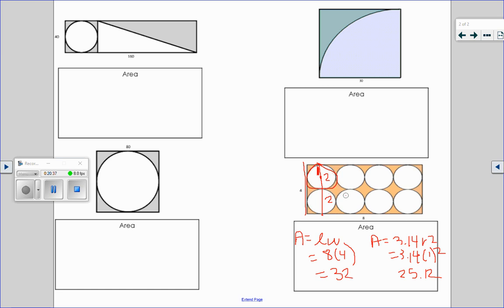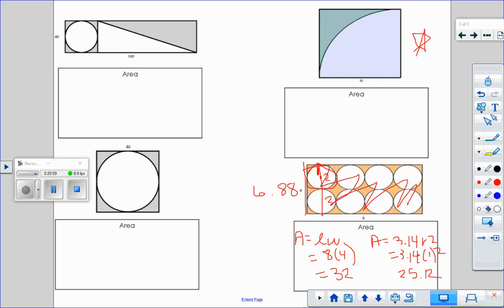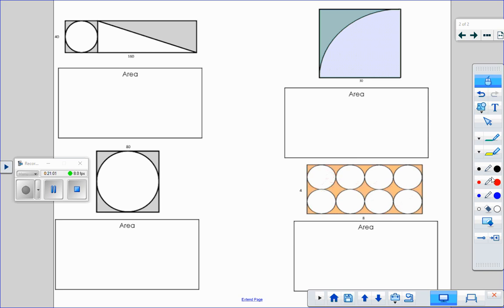And now I need to take all these little circles away from what was originally one big rectangle. So I'm going to do 32 minus 25.12, and you should have gotten as the final area 6.88. All right, the very last one we're going to solve is at the top. Go ahead and pause the video and try to solve it on your own.